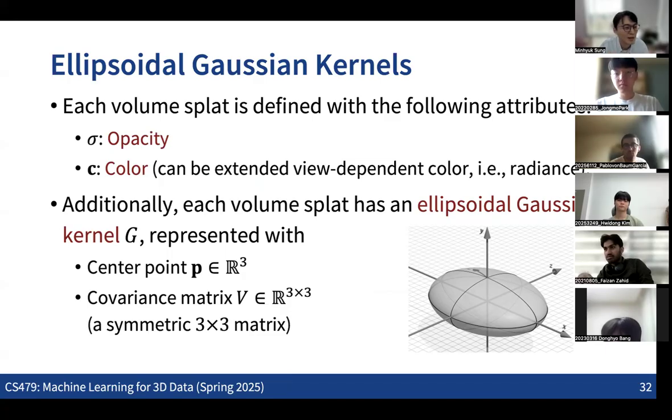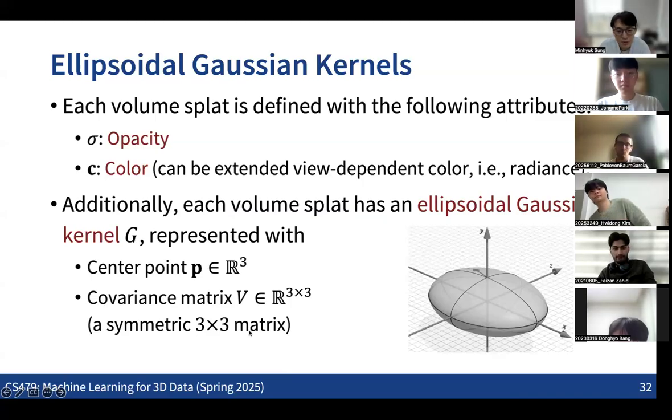So exactly the same. To simplify the discussion for today's lecture, we are going to assume that the splat has color information instead of radiance information. This is not view dependent, just the same color for every view. But everything we discuss today can be directly extended to radiance as well. There's no big difference here. Additionally, we define an ellipsoidal Gaussian kernel in the 3D space, defined with the center point P and the covariance matrix, which should be a symmetric 3x3 matrix.